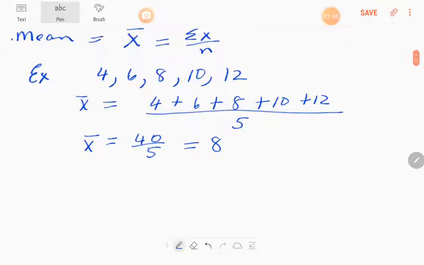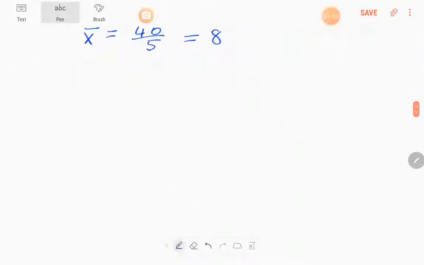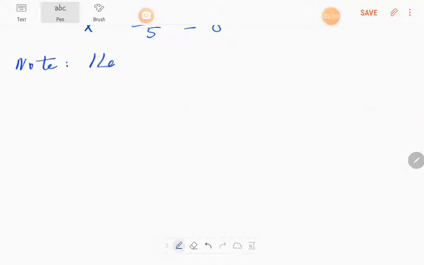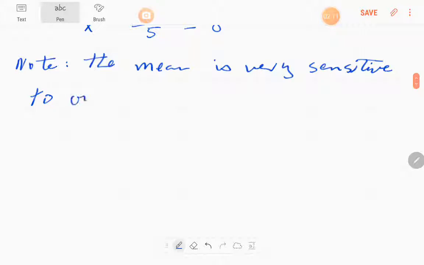One of the things we should note is that the mean is very sensitive to outliers. And by that I mean a score that is not close to the other data points, right? That would be an outlier.